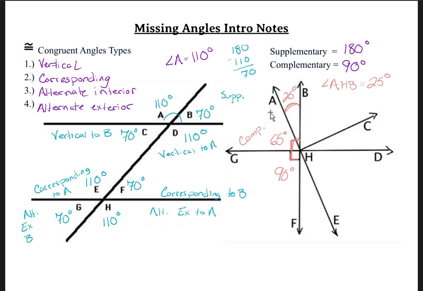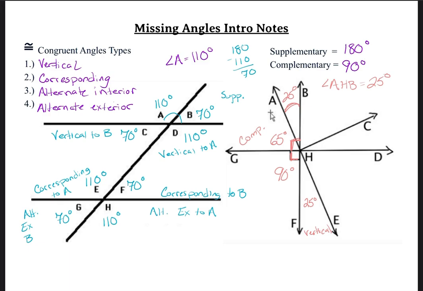Then I can use my vertical angle to solve for this angle right here, FHE. It is vertical to AHB, which means that they are congruent, the same. So this is going to also be 25 degrees. And I'm going to just label, I know that because it is vertical to the angle that we know.